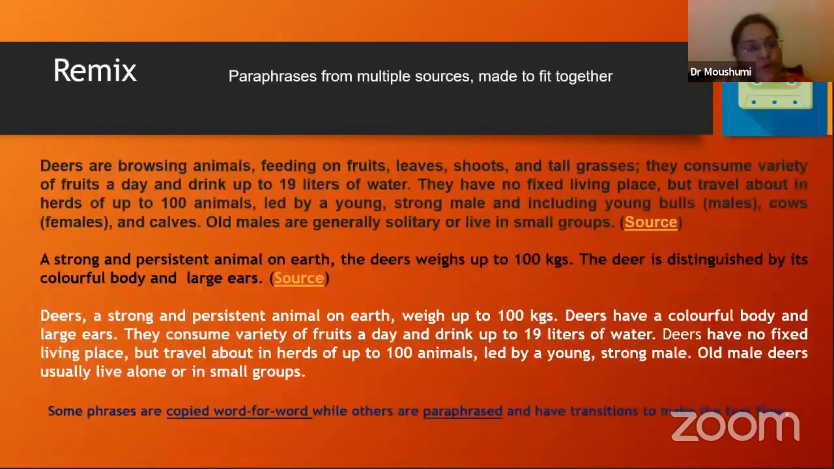Remix. You get two sources, you just mix them. We all know about remix songs, but it is a type of plagiarism. When you take from multiple sources and fit them all together, whether you paraphrase it or you copy it word to word, it is plagiarism.